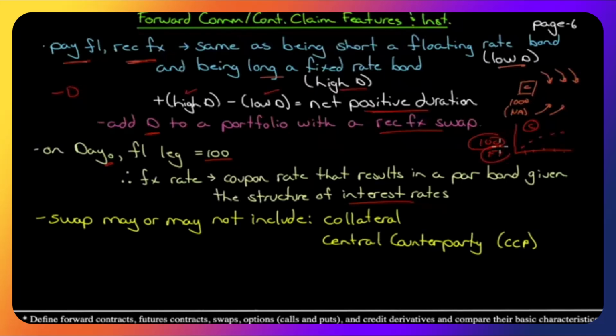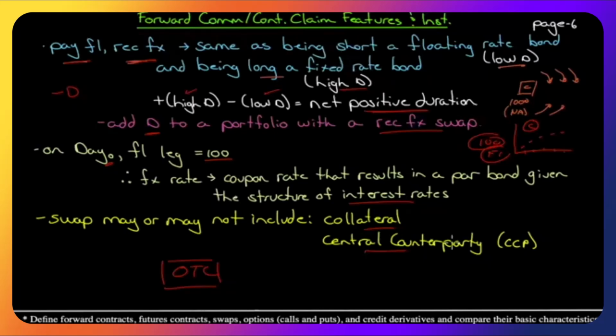So on day one, the floating leg equals the fixed leg, and no money changes hands on day one. Swaps may or may not include collateral. Swaps are OTC, by the way. These are not exchange traded. They are all over the counter. They may include collateral, depending on who the counterparties are, and they may involve a central counterparty.